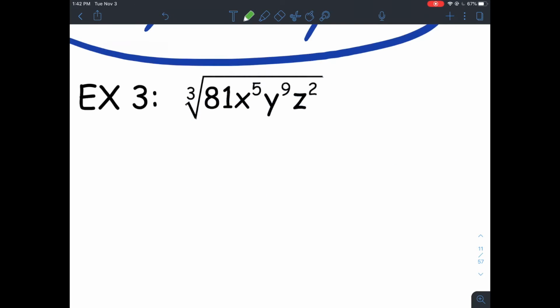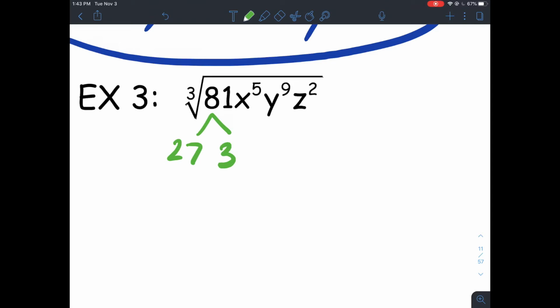All right, so for example number 3, we've got a cube root. So remember that when we do a cube root, we have to use our perfect cubes. So first, let's go ahead and break down 81. We can break this down into 27 and 3. Why did I pick this? Well, 27 is a perfect cube, and it's going to be the largest perfect cube that goes into 81.